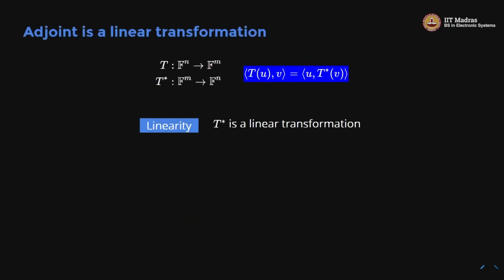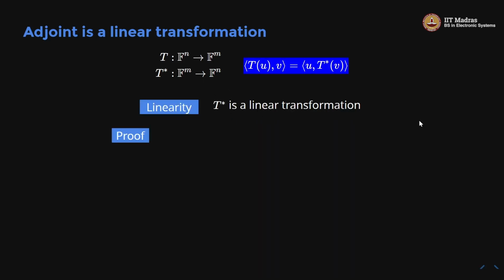As you can guess, the adjoint is actually a linear transformation. So we have T from Fn to Fm, T star from Fm to Fn, satisfying this relationship. From this relationship, you can establish linearity: T star is a linear transformation from Fm to Fn. Let's look at a very quick proof. I'm going to go through this very fast. Let's start with U comma T star of AV1 plus BV2. Let's see how this simplifies.